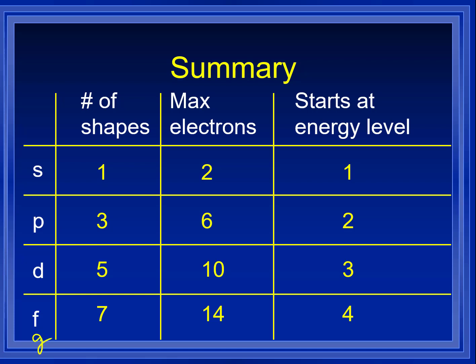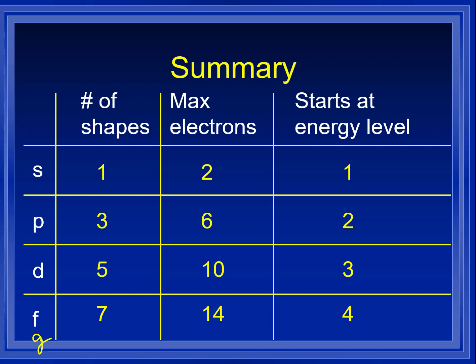What do you think is going to be true of the G orbitals? There would be 9 shapes, right? With a maximum number of 18 electrons. And they start at energy level number 5.